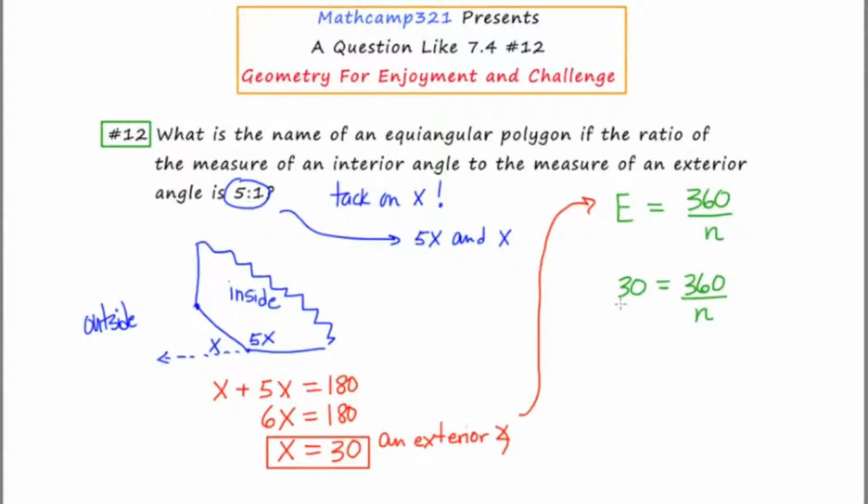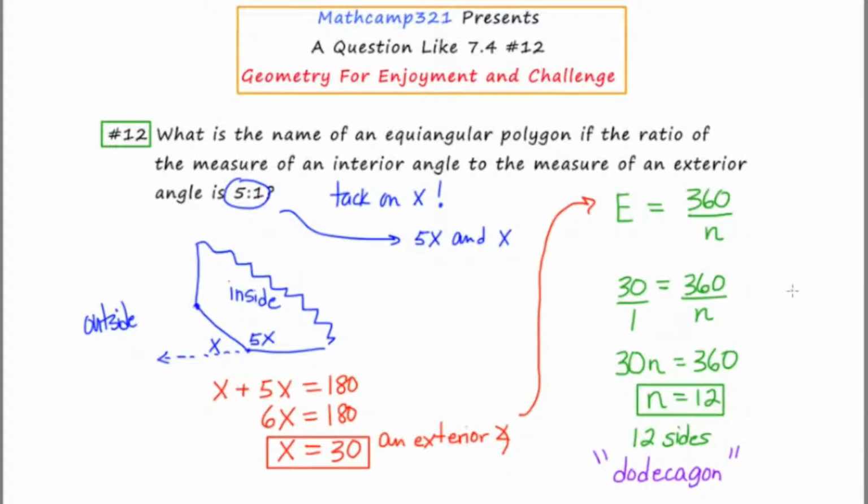I'm going to take the 30 and put it over 1, so I have a clearly defined proportion. I'm going to cross multiply, getting me 30n is equal to 360. I'll divide both sides by 30, leaving me with n equals 12. This tells me that this mystery polygon has 12 sides. And if a polygon has 12 sides, it's called a dodecagon.